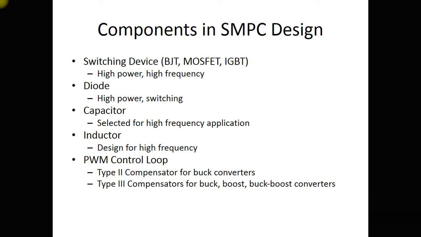Components in SMPC design. Now we go on to study the design part. The switching device can be either a bipolar junction transistor, a high power, high frequency MOSFET, most of the time the MOSFET is preferred, or even the insulated gate bipolar transistor, which is somewhat a cross between a BJT and the MOSFET. Then we have the diode, high power switching. The specifications are different here as compared to the linear power supply devices. So I am stressing more on the specifications part. What type of components are required in the SMPC design? That is what we are discussing.